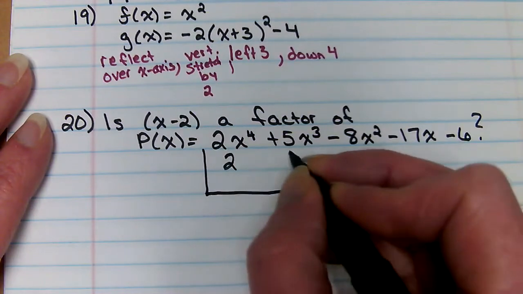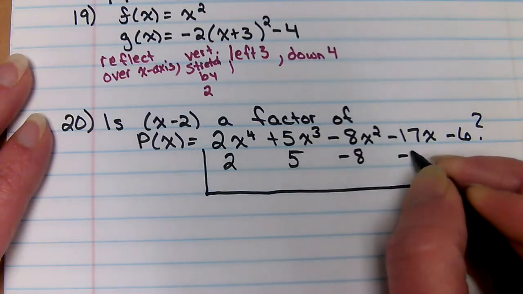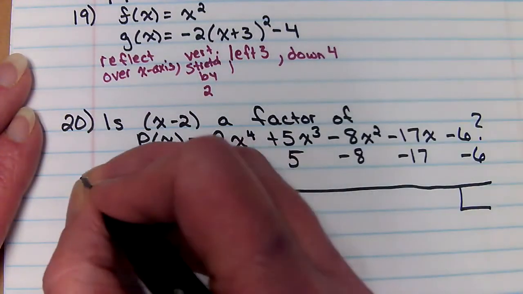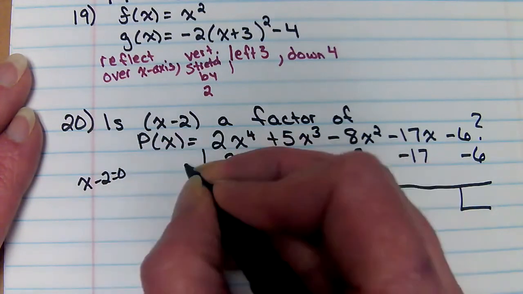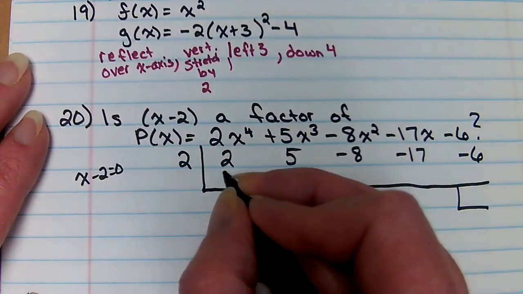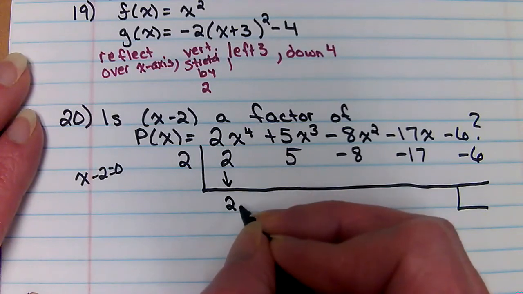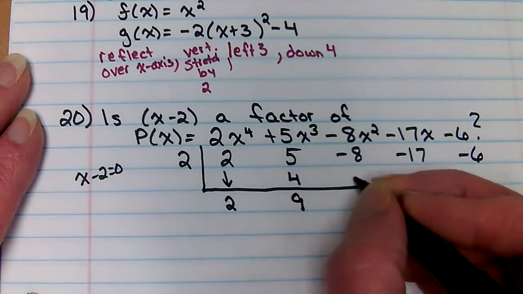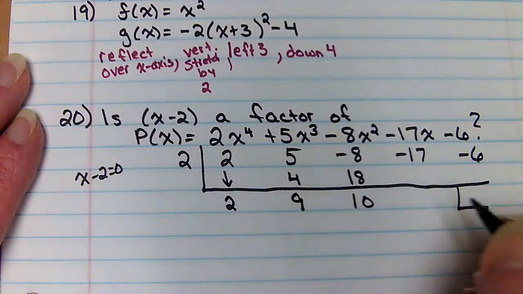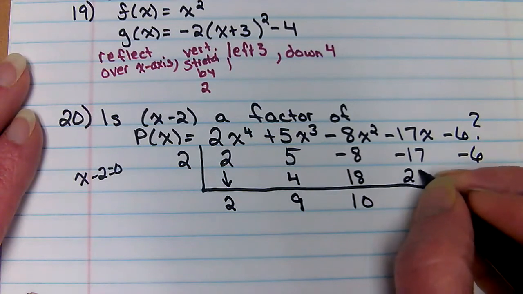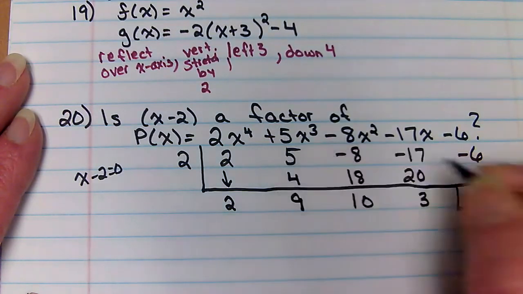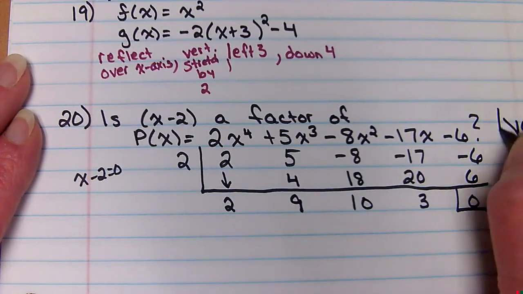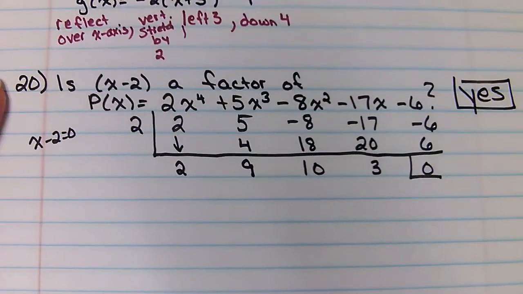So in synthetic division, we write down all of our coefficients. And then if this is x minus 2 equals 0, I'm going to put a positive 2 out here. Bring down the 2. 2 times 2 is 4, add down. 9 times 2 is 18, add down. 10 times 2 is 20, add down. 3 times 2 is 6, add down. The answer is yes.